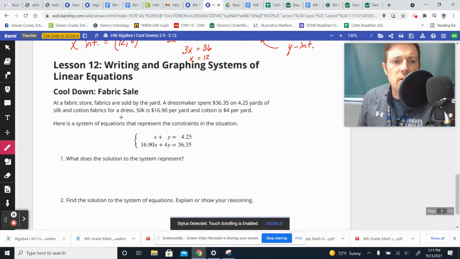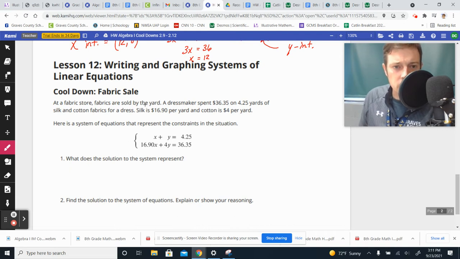We've got this fabric store. Fabrics were sold by the yard, which is pretty typical for fabric selling. A dressmaker spent $36.35 on 4.25 yards of silk and cotton fabrics for a dress. Silk is $16.90 per yard, and cotton is $4 per yard. Here is a system of equations that represent the constraints in this situation.